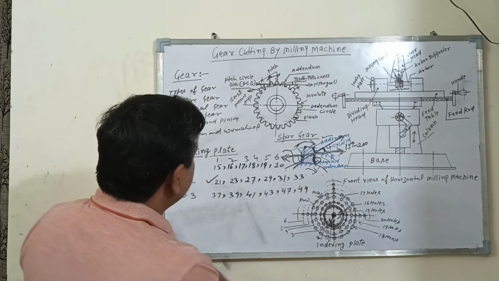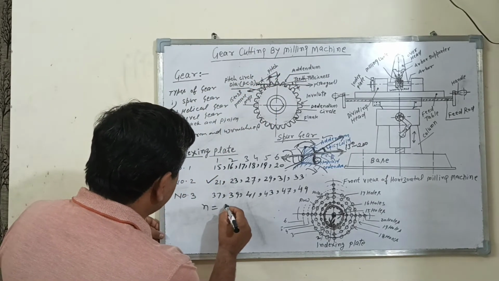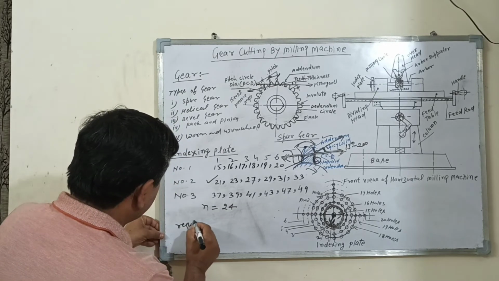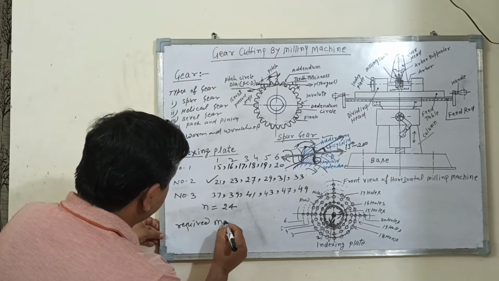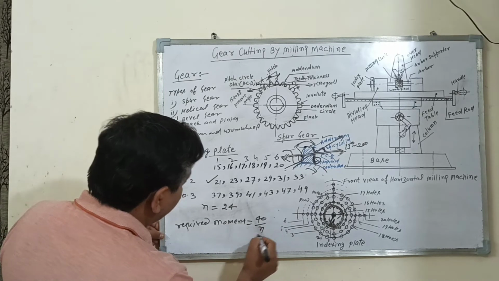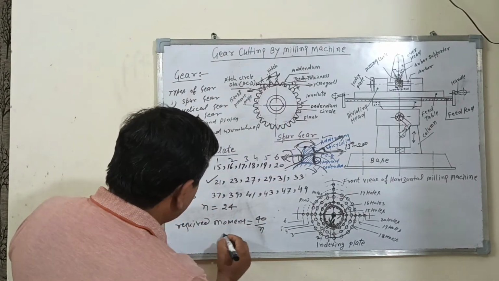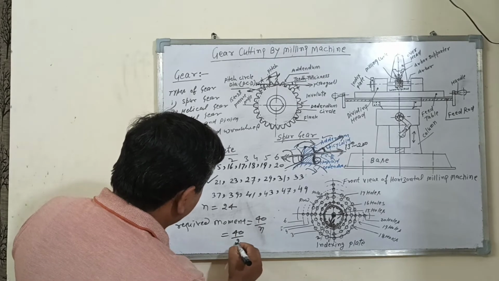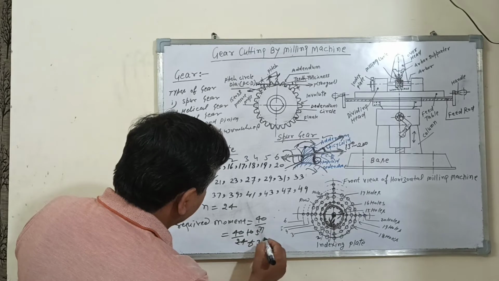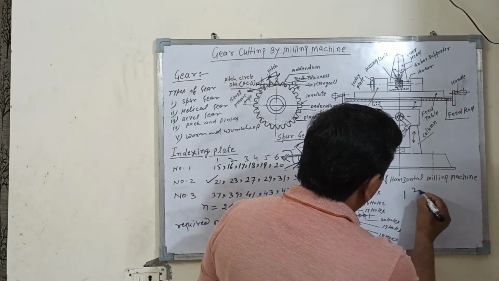For example, this is a gear. The gear has the number of teeth 24. The required movement is equal to 40 upon N. 40 is constant, N means number of teeth. So put the value here: 40 upon 24, which is 5 upon 3. 5 upon 3 means 1 and 2 upon 3.